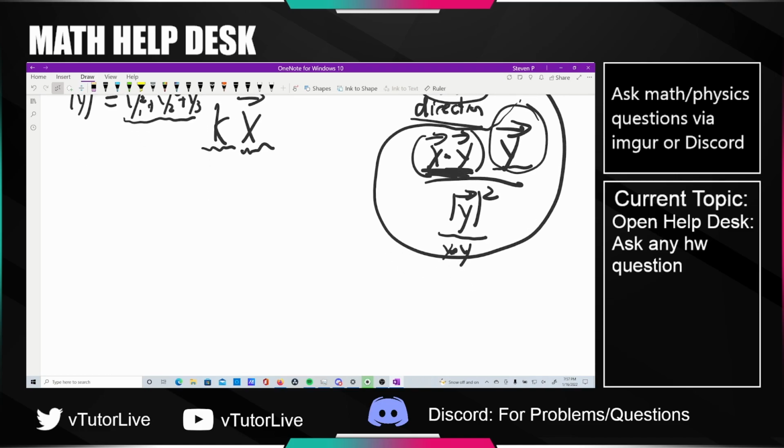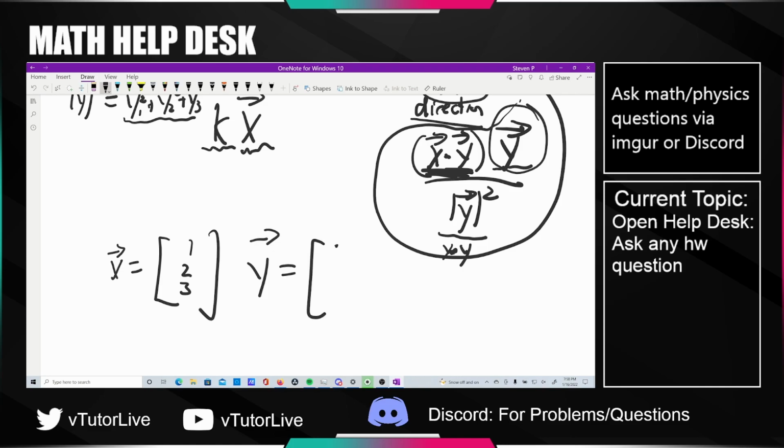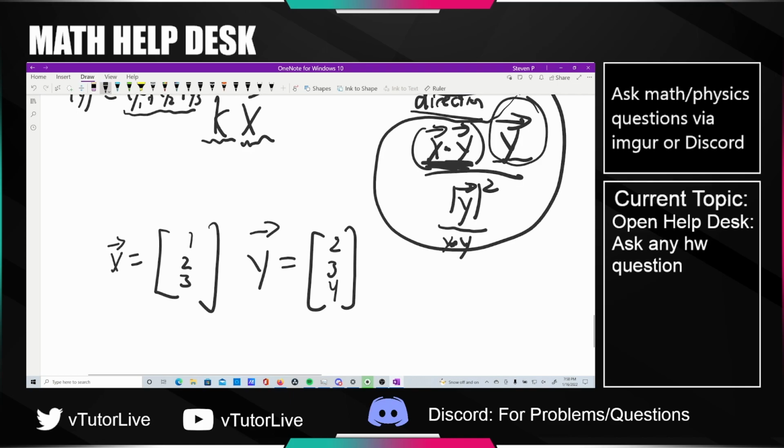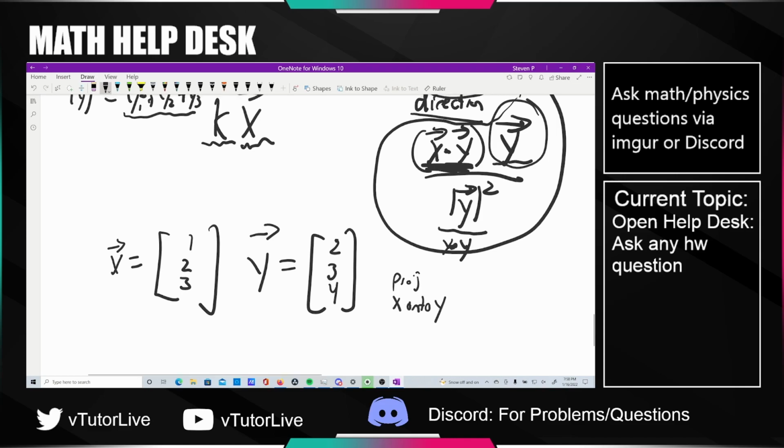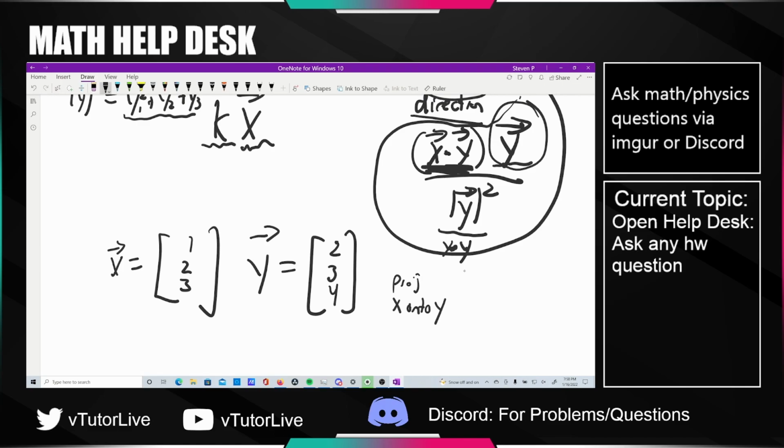I'll make sure that they're not the same thing, just two random vectors. Maybe x is equal to 1, 2, 3. I don't want to choose two huge numbers, so maybe y is 2, 3, 4. I'm literally just using these expressions. So the projection of x onto y, literally just plug them in.